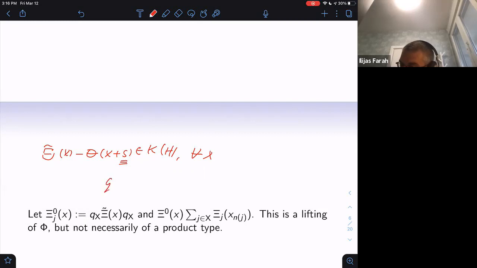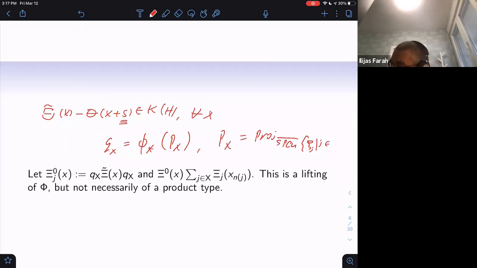And again, there is a lot of notation here. Remember, qx is phi star of px, and px is the projection to the closed span of all those xj's such that j belongs to the union over n in x of ej. So it's the projection to the sum of the blocks indexed by x. Okay, so this is it, and theta. There is an equality sign missing here.